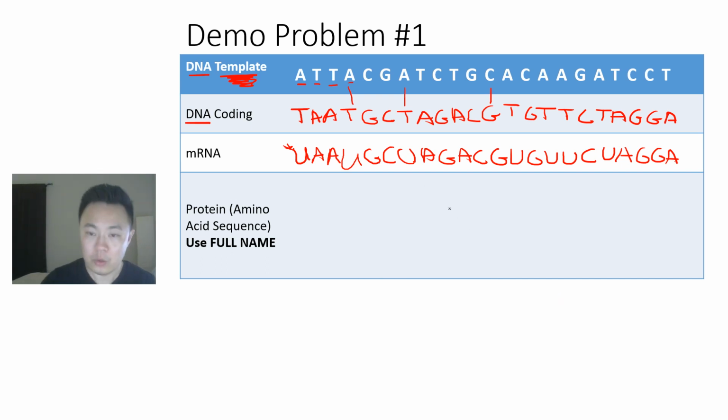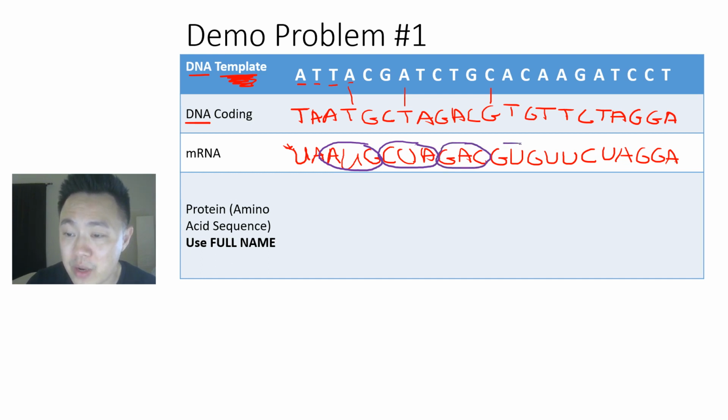All right. We found our first three letters, AUG, and I'm going to use my pen and circle the first three letters, AUG, and then the next three letters, and then the next three letters. This is a very, very important step: you circle every three letters after that AUG until the very end, until you have no more letters to circle. Now I want the protein, the amino acid sequence, and I want the full name.